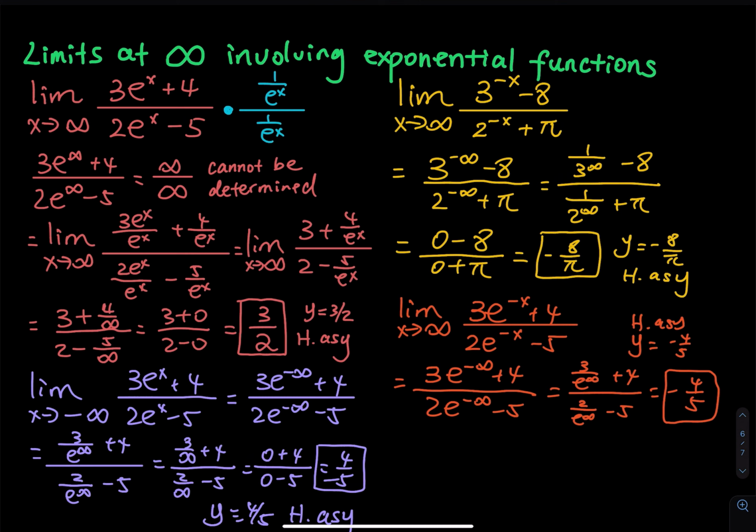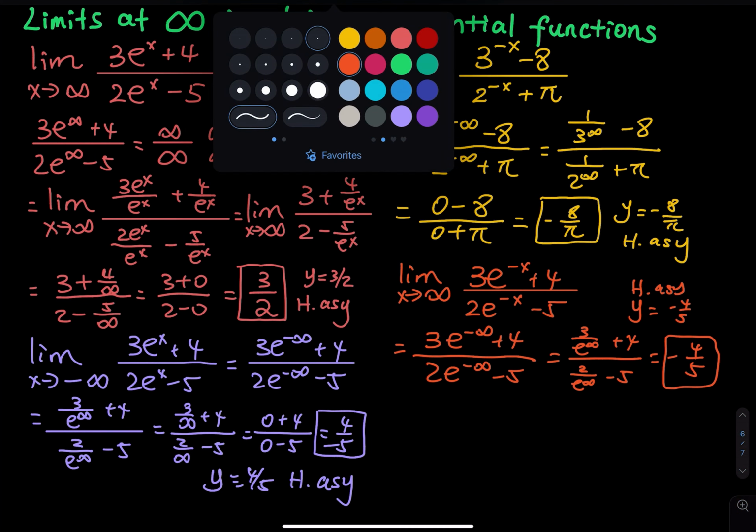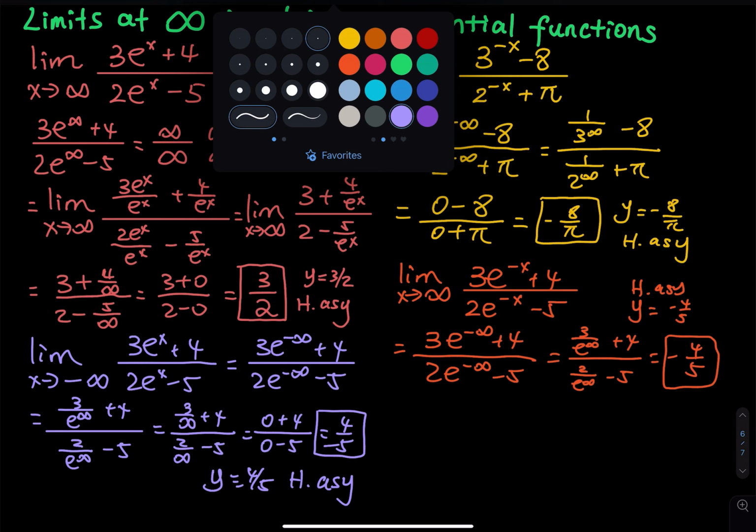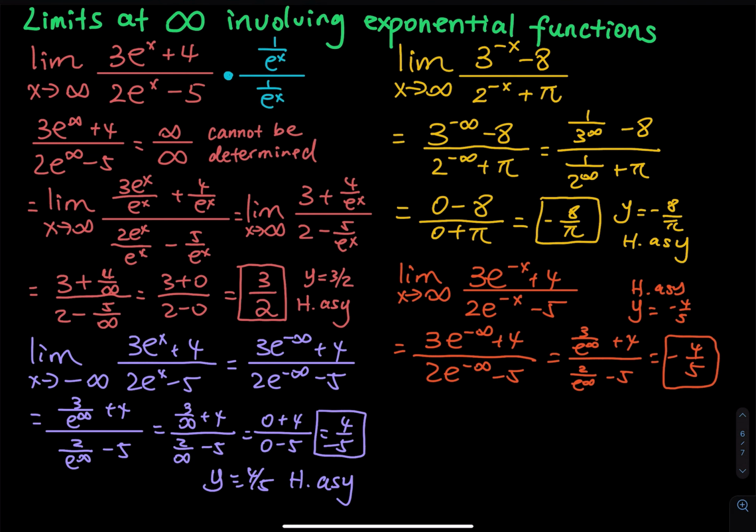How about x approaches negative infinity? So what happens as x approaches negative infinity? I want to use a different color for that. Let's use a green. So limit as x approaches negative infinity of 3e to the negative x, we use the same function, right? And then 2e to the negative x minus 5.